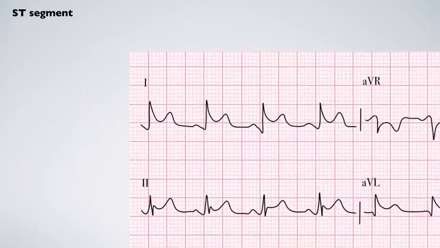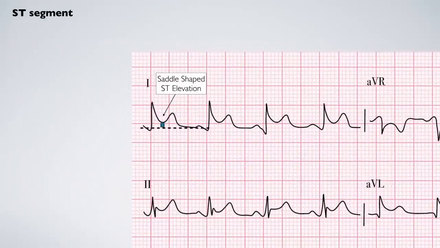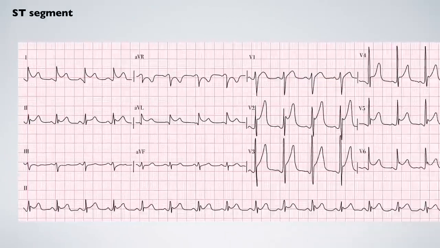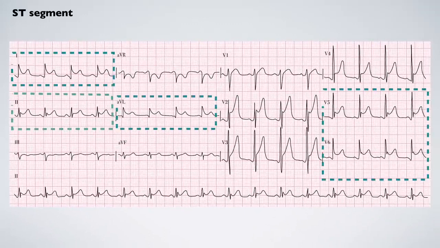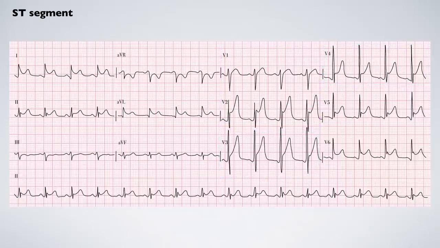In this final image, there is saddle-shaped ST elevation, which occurs throughout almost all territories. This is the typical appearance of pericarditis.